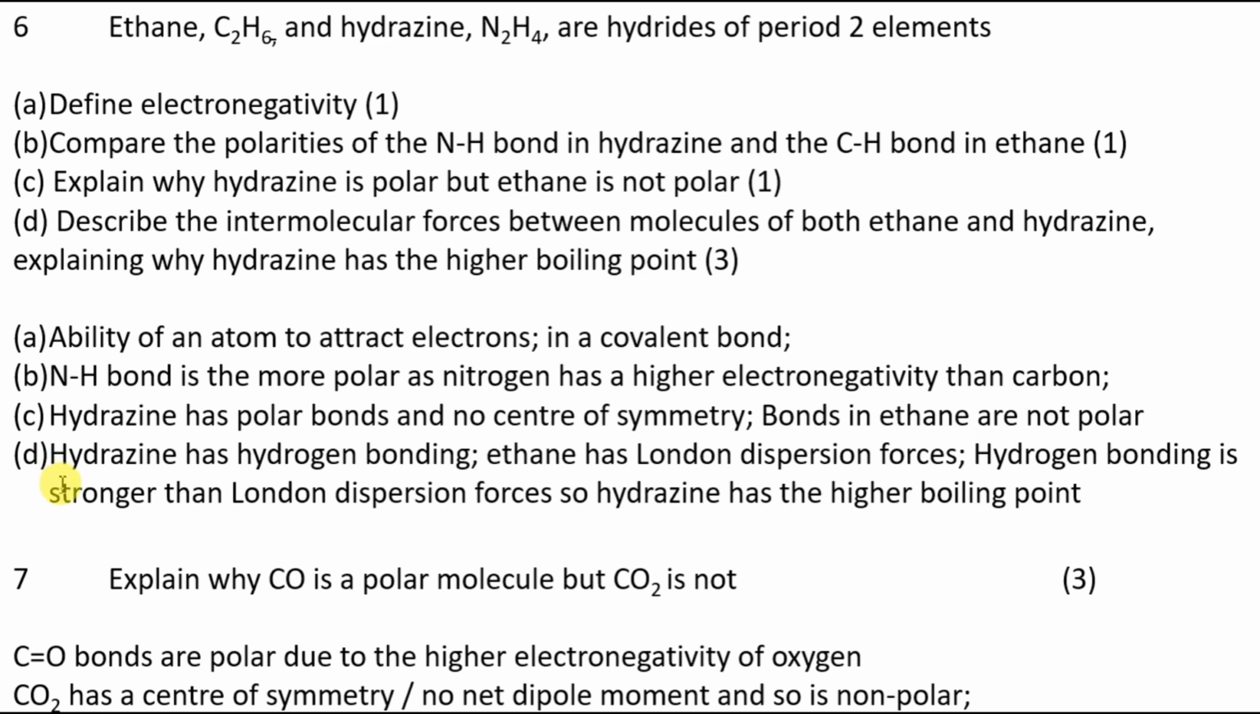And D, hydrazine has hydrogen bonding, 1 point. Ethane has London dispersion forces, a second. And for the third, hydrogen bonding is stronger than London dispersion forces, so hydrazine has the higher boiling point. And why CO is polar but CO2 is not? C double bond O bonds are polar due to the higher electronegativity of oxygen, but CO2 has a center of symmetry. There is no net dipole moment, so it's nonpolar.